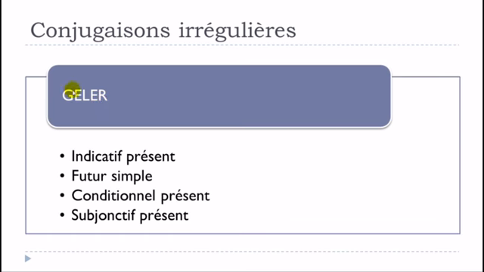Okay, so I wanted to take this verb geler, to freeze, and we'll see that geler will be slightly modified, and it will concern the following tenses: indicatif présent, futur simple, conditionnel présent, and then subjonctif présent. For all the other tenses, geler will be conjugated like the other verbs from this first group are conjugated.